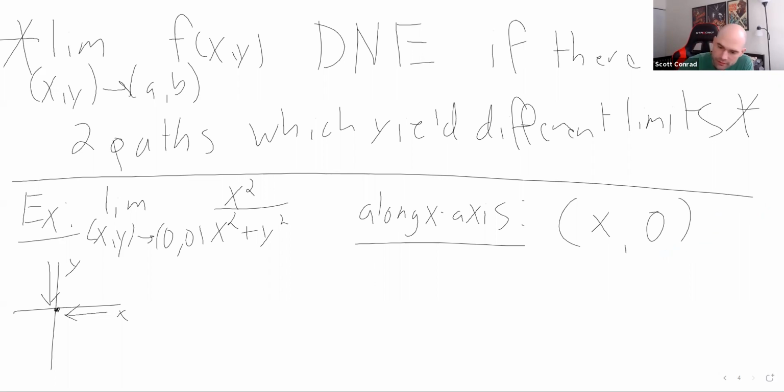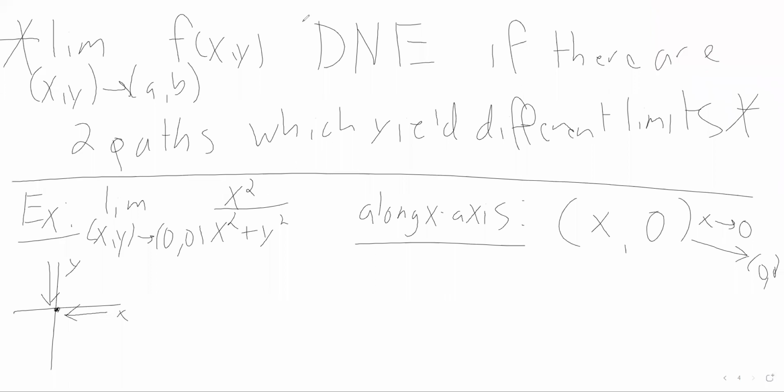Because y is already equal to 0. So we're on the x-axis. We want to go to the point (0, 0). Well, we just need to take x to 0, right? Because y is already equal to 0. So what we do is we take those points (x, 0), we plug them into our function, and then we take x to 0.